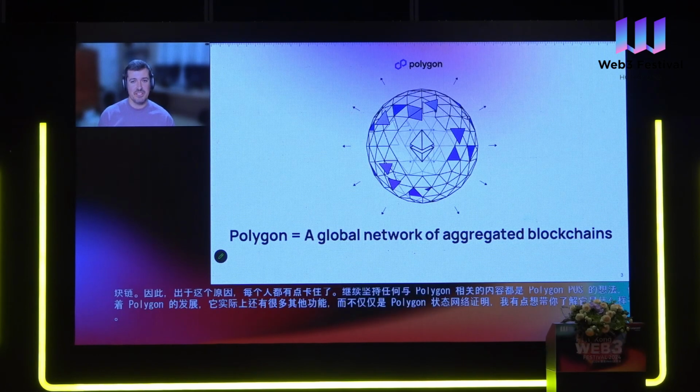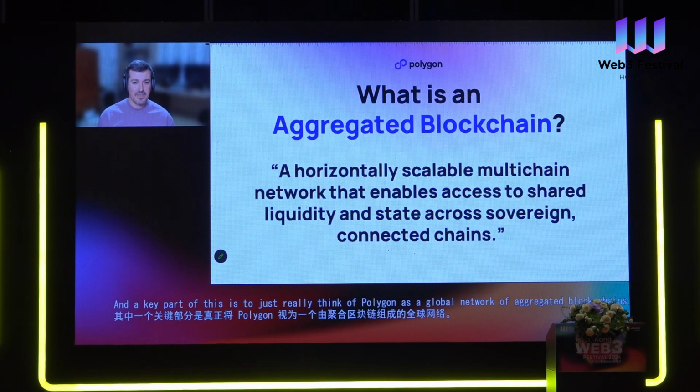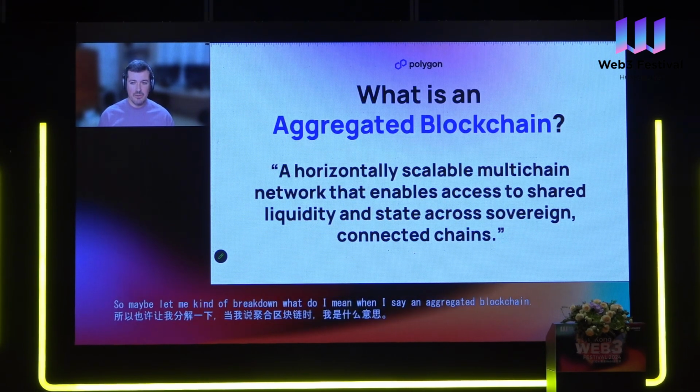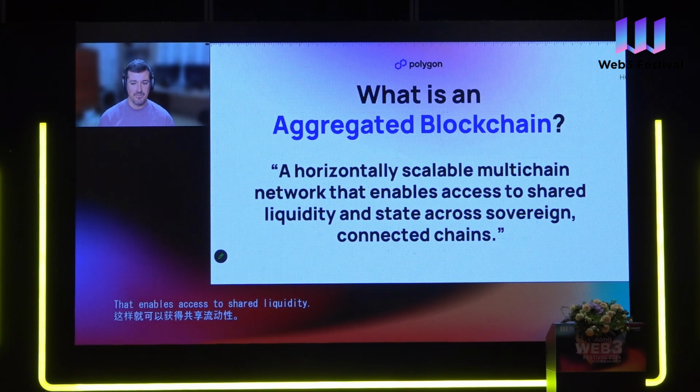A key part of this is to really think of Polygon as a global network of aggregated blockchains. So let me break down what I mean when I say an aggregated blockchain. This is a little technical, very specific, but it's very important, and I'll explain why it is important to be specific. An aggregated blockchain, as we view it, is a horizontally scalable multi-chain network that enables access to shared liquidity and state across sovereign connected chains.